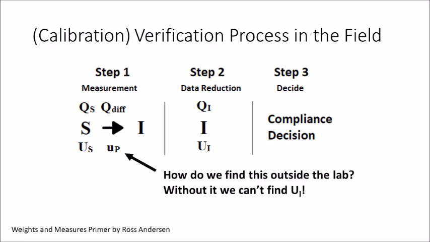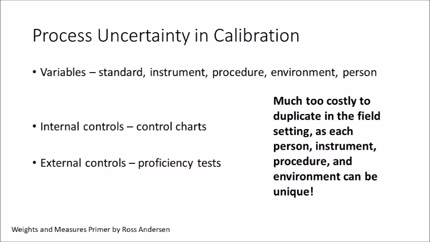So what does it take to find this process uncertainty? Well, first you have to recognize the variables. The standard, the instrument, the procedure, the environment, and the person making the test are all variables. And the way we monitor process uncertainty is through two general tools: internal controls and external controls. Internal controls are control charts that measure repeatability of a process over time using a check standard, and that also includes the influences that are going on around the test. The external controls, these proficiency tests, look for biases.